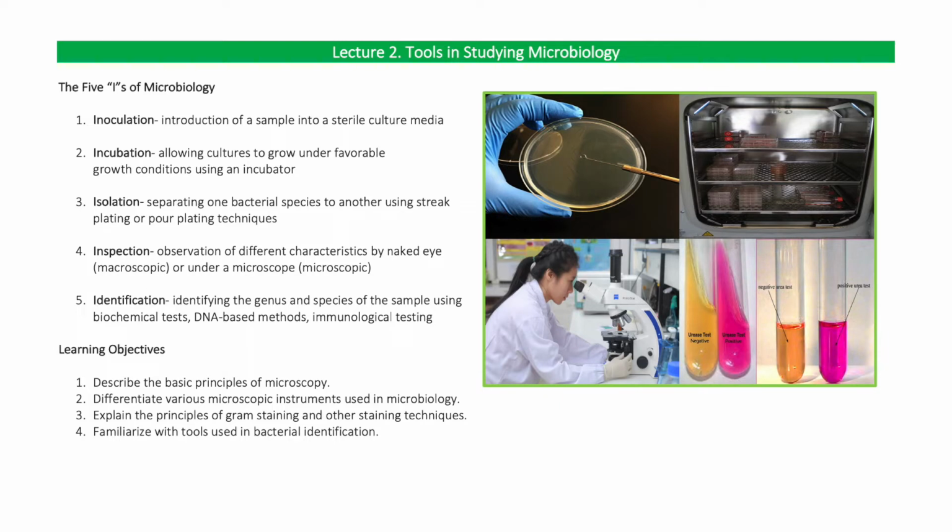3. Isolation. Separating one bacterial species from another using streak plating or pour plating techniques. 4. Inspection. Observation of different characteristics by naked eye, macroscopic, or under a microscope, microscopic. 5. Identification. Identifying the genus and species of the sample using biochemical tests, DNA-based methods, and immunological testing.